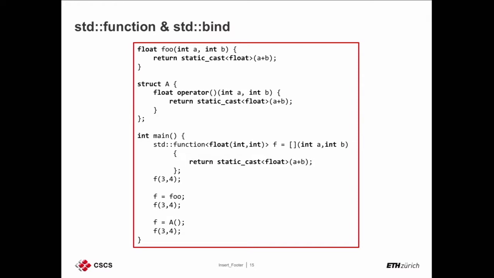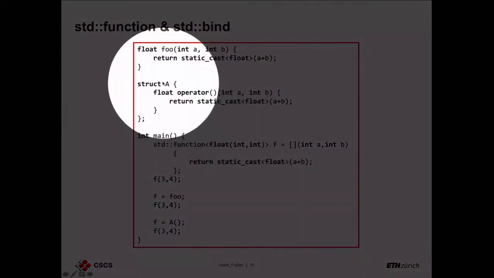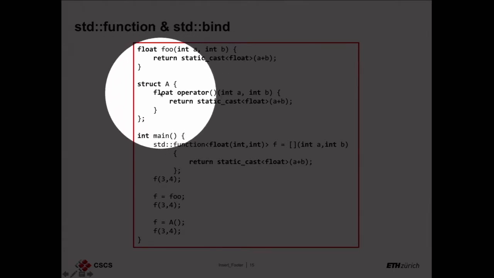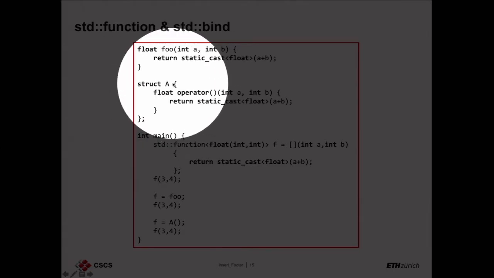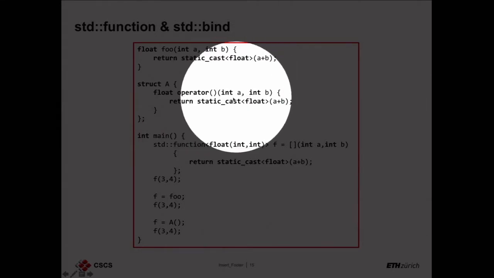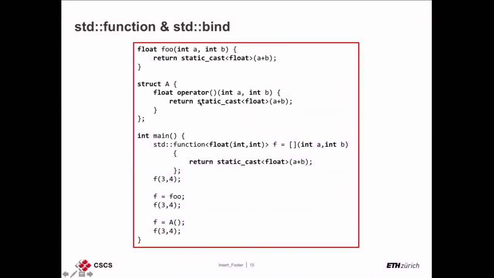So suppose that I now have a function foo that takes two integers and returns a float, but also I have a function object, which is an object of type A, which can be called as a function with integers.